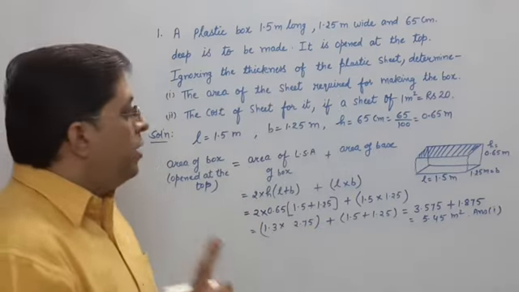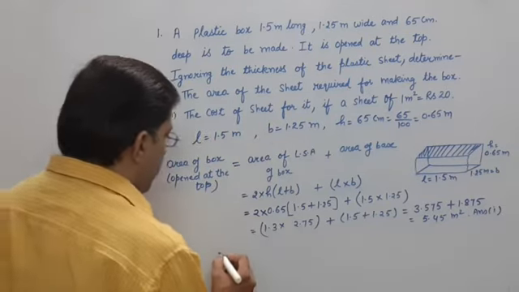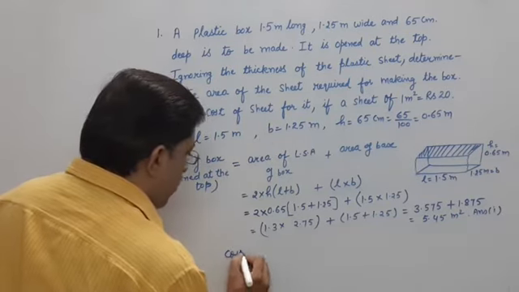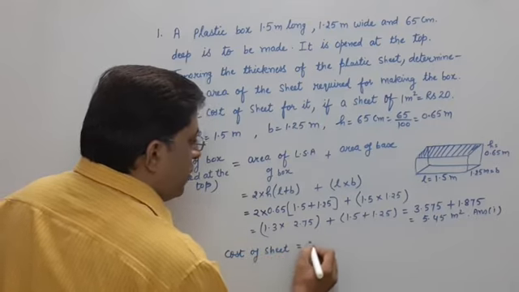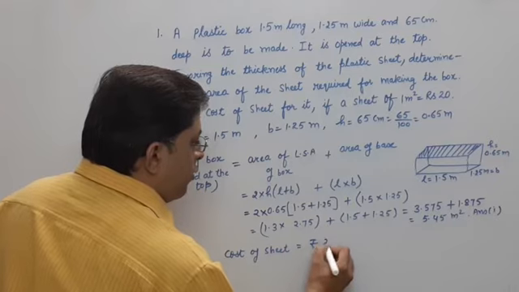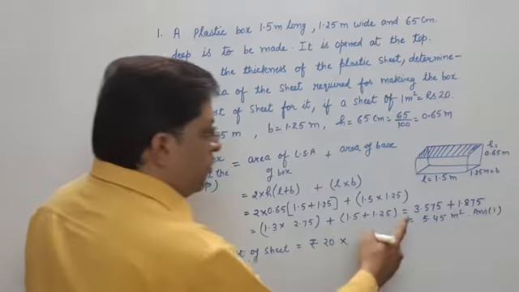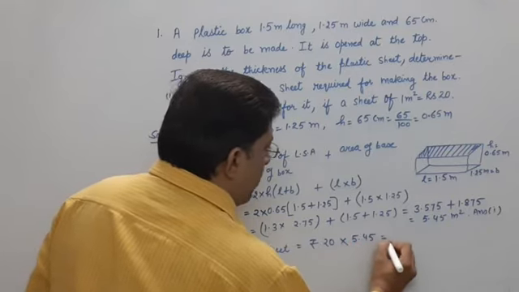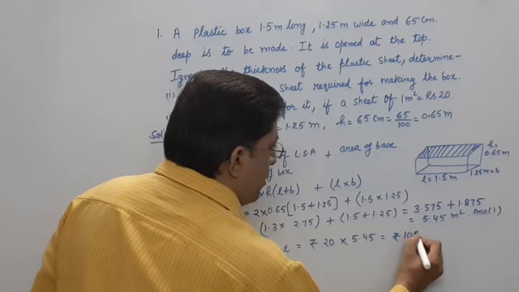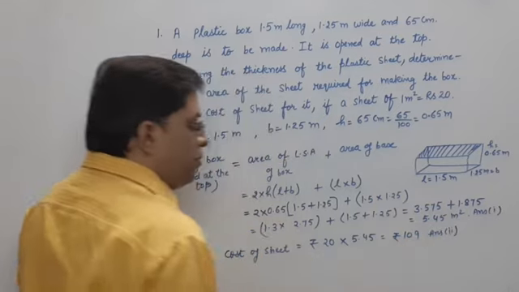And what is the second thing? The cost of the sheet for it. What will be the cost of the sheet? The cost of 1 meter square sheet is 20, and the sheet required is 5.45 meter square. When you multiply, you will get rupees 109. This is your answer number 2.